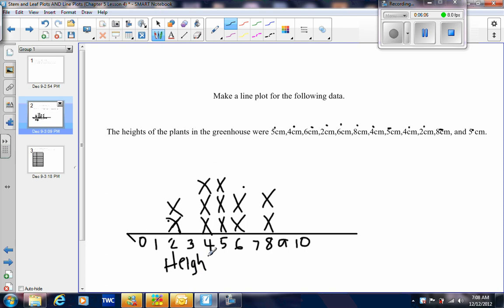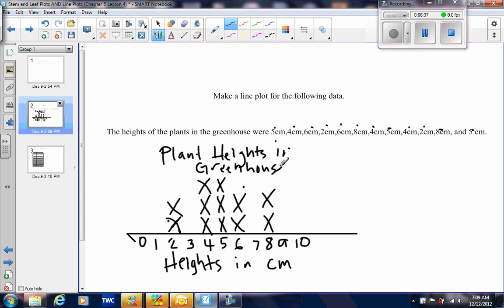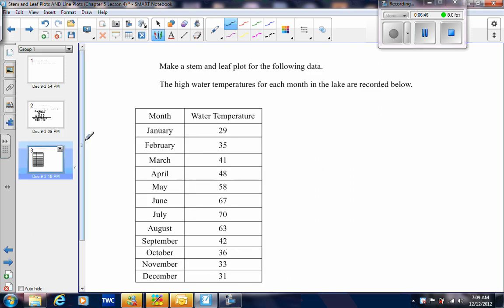These numbers stand for heights in centimeters. And the whole line plot is about plant heights in the greenhouse. All right, so this is how you make a line plot, just step by step. All right, let's go on to stem and leaf plots then.